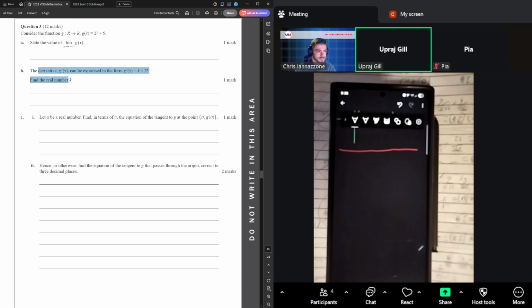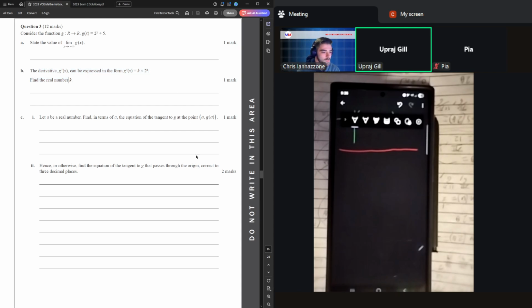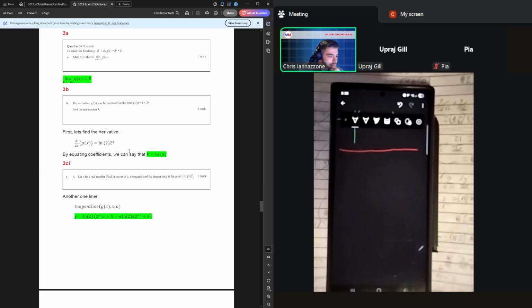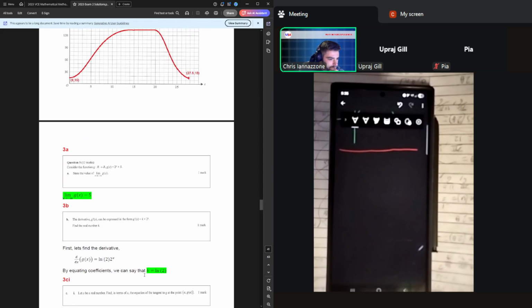Okay, so my CAS says that k should be natural log of 2. Yep, and you'd be correct. Natural log of 2. So just straight up defining g of x into the CAS and then doing derivative via CAS, you'll have natural log 2. In fact, I can just show it. You'll have natural log 2 times 2 to the power of x, and so obviously k must therefore be natural log of 2.